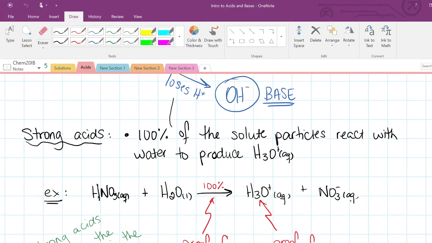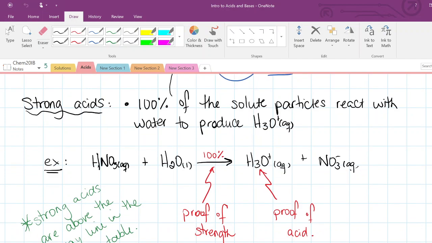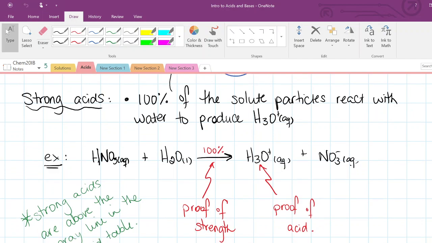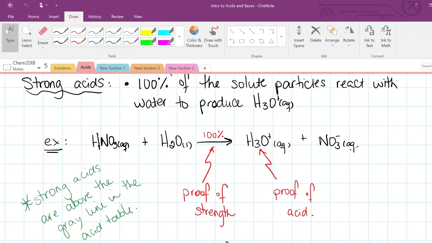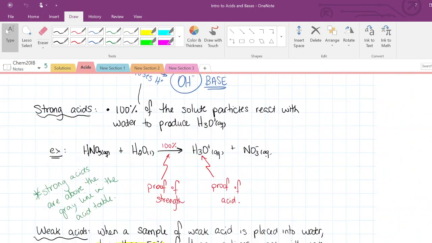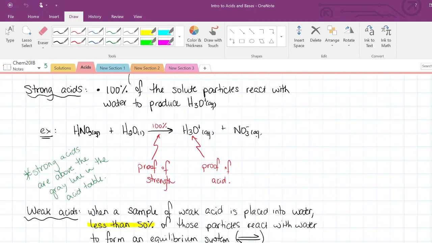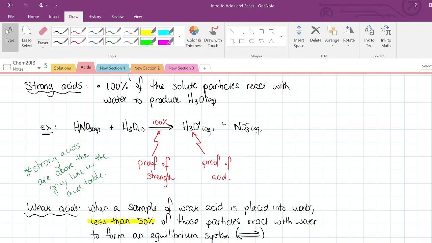The next thing is our definition of our strong acids. So here I've got an example of a strong acid. And remember, we talked in class about how strong acids are all those acids that are above the gray line in your acid base table, right on pages 8 and 9.